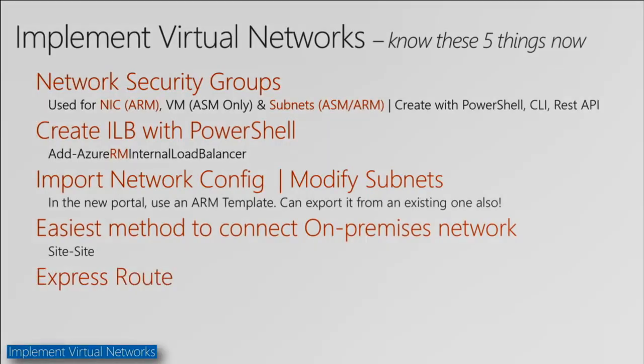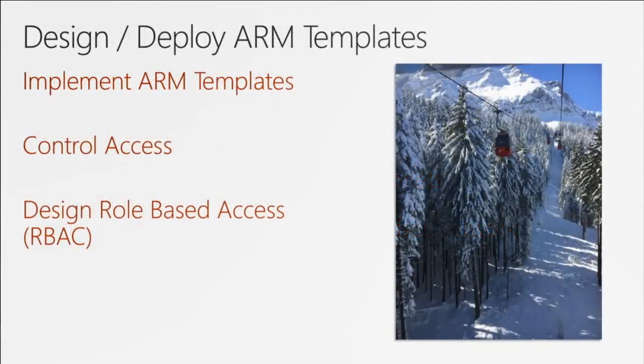Site to site is the easiest method to connect an on-premises network. ExpressRoute is really expensive. I wouldn't necessarily recommend that. Watch some videos. ExpressRoute's really difficult to get a grip on unless you've seen people use it or used it, so do your best with that.